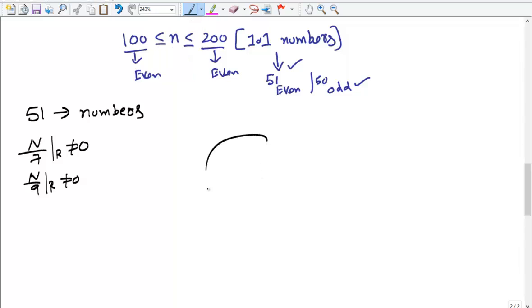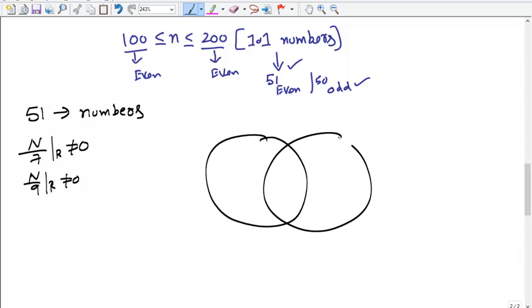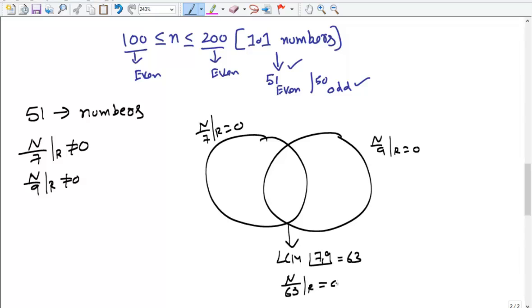Let me draw a set. Here n divided by 7, the remainder is 0. Here n divided by 9, the remainder is 0. This is the combination of both divisors. The divisors are 7 and 9. So LCM of 7 and 9, that is 63. So here n divided by 63, the remainder is 0. 3 cases. But do remember, it's only positive numbers.